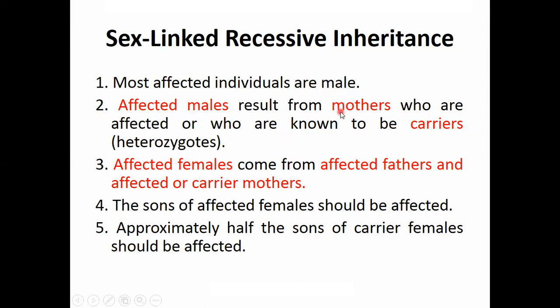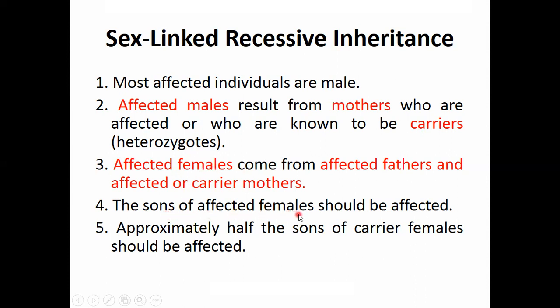So, if mothers are affected, then their sons must be affected. But if mothers are carriers, or present in heterozygous status, then they can affect 50% of their sons. Affected females come from affected fathers and affected or carrier mothers. It means if the father is affected with X-linked recessive inheritance and the mother is also affected or a carrier, then they can produce an affected daughter.